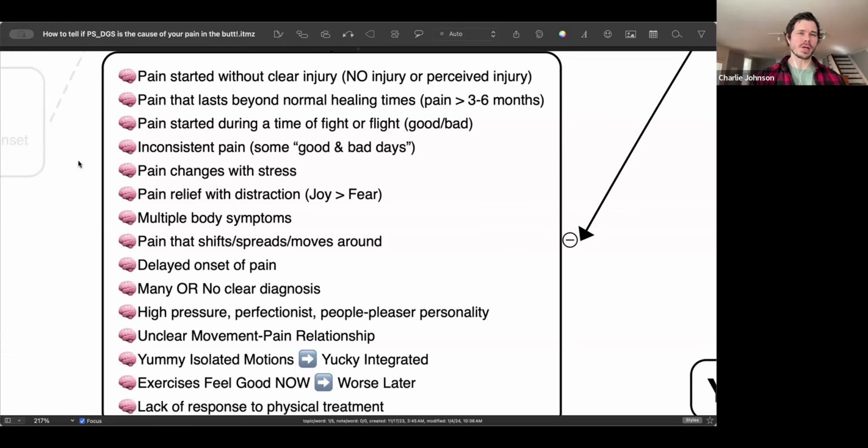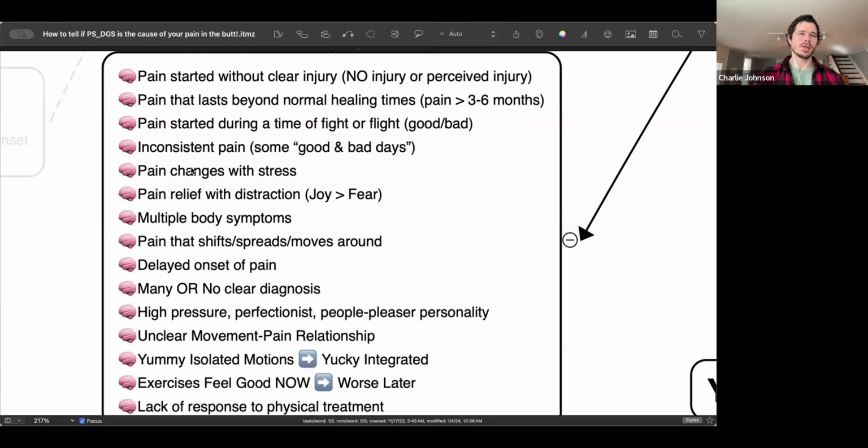Does your pain change with stress? Charlie, I have a pain in my butt. And when I sit at home next to my Christmas tree or with some nice music on or at home with friends and family, I feel pretty good. Low stress environment. But then I can sit in that same exact chair at work and my pain gets worse. Does your pain change with stress? Maybe related to work, maybe related to something else.